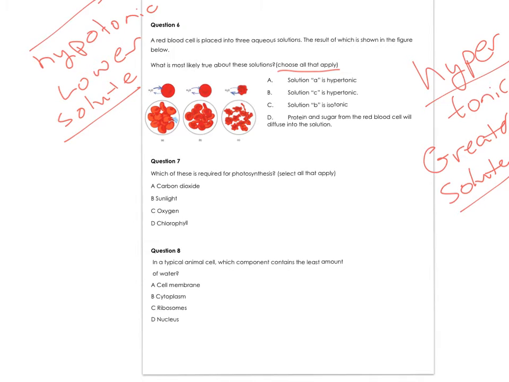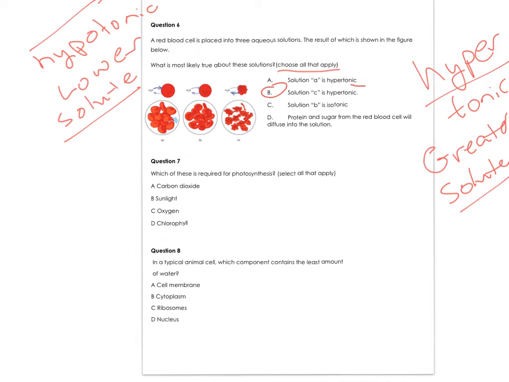And if we look at this cell and we ask ourselves, you see water coming out. Water is moving to where the concentration of solute is the greatest. It means the concentration of solute is greatest outside in the solution. So that's why that solution is hypertonic. So that is a correct answer. So C is a correct answer. It's hypertonic, right? So B is an answer there.